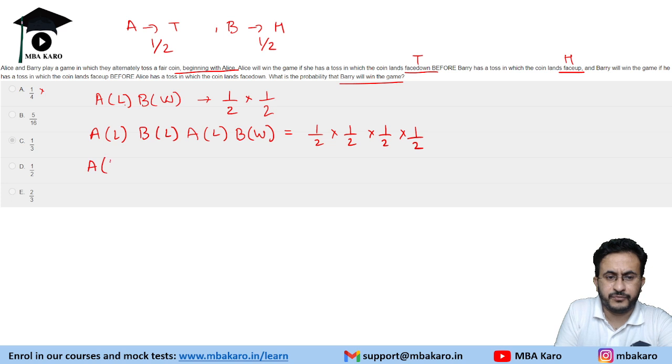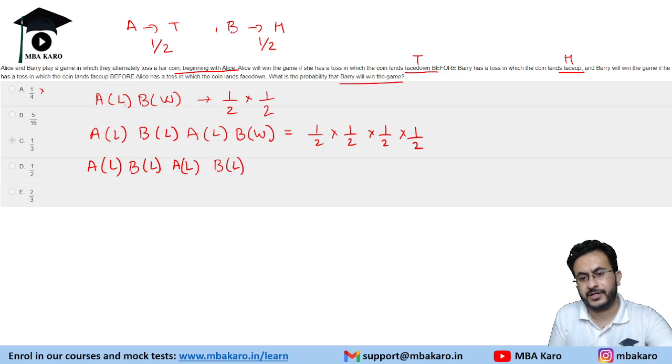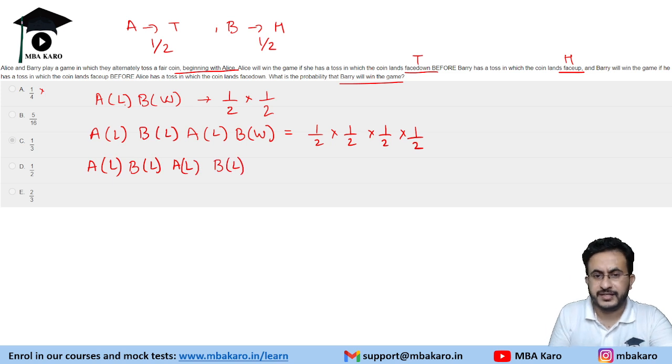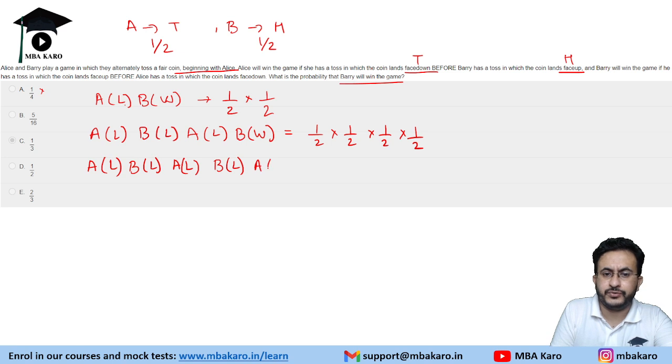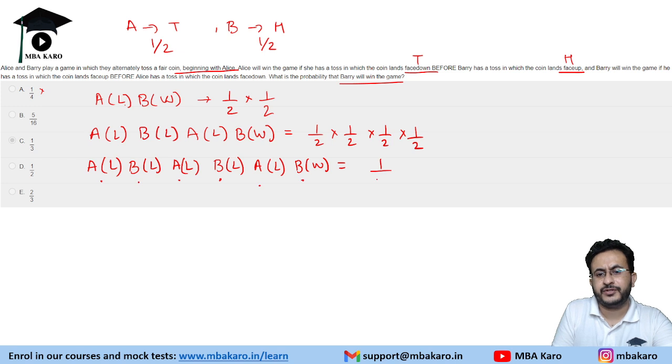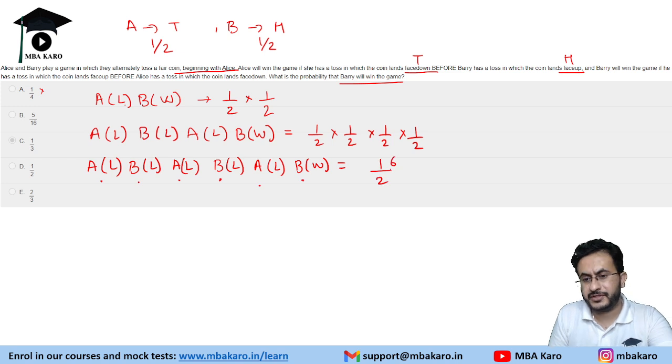Then third scenario will be Alice loses, Barry loses the game, Alice should lose, and Barry again suppose loses the game. Okay, so the chance will go to Alice, and Alice should again lose the game, and then Barry would win the game. So if we see 6 instances, we can say 1 by 2 raised to the power 6.